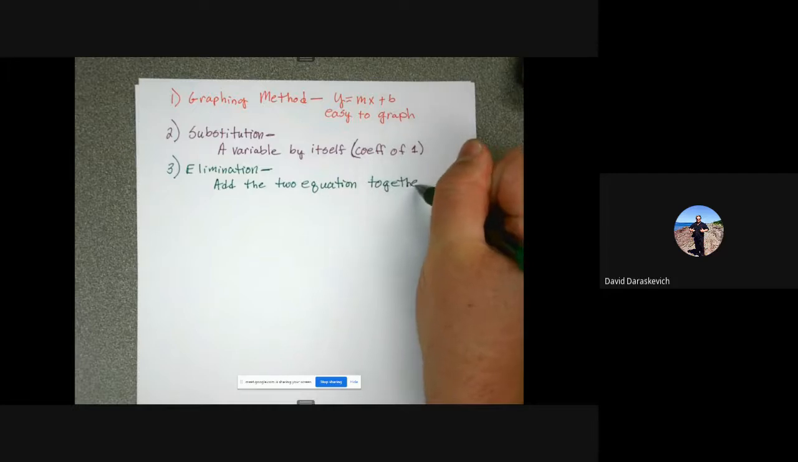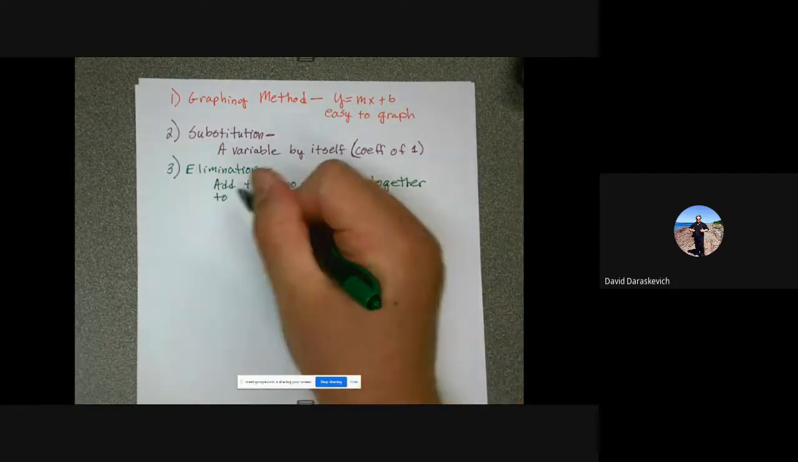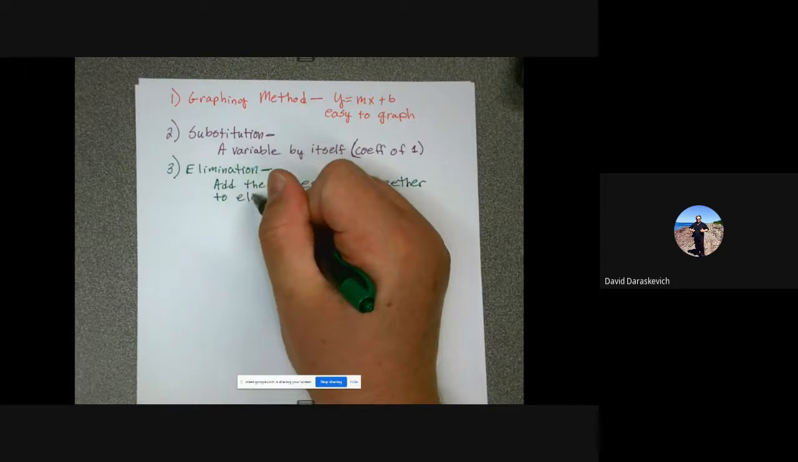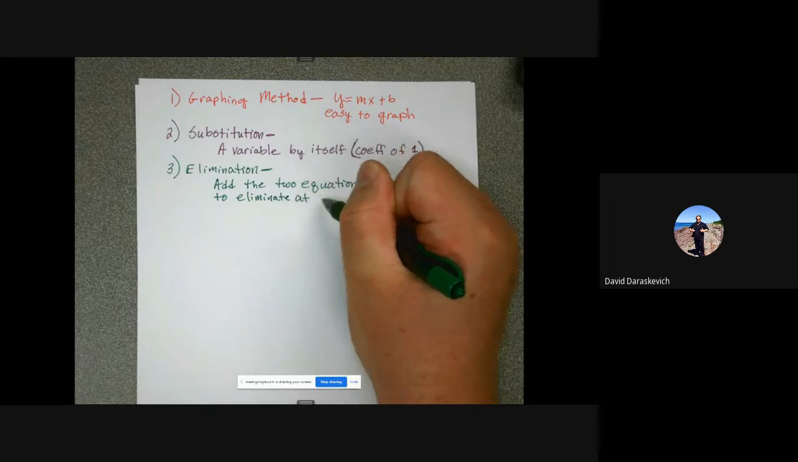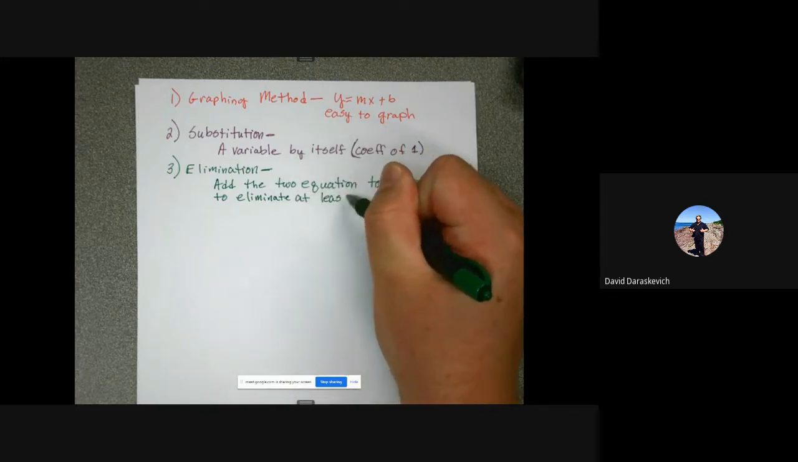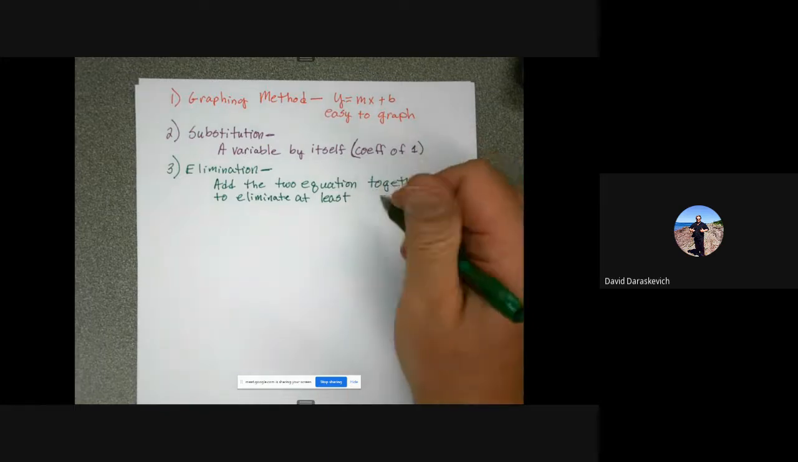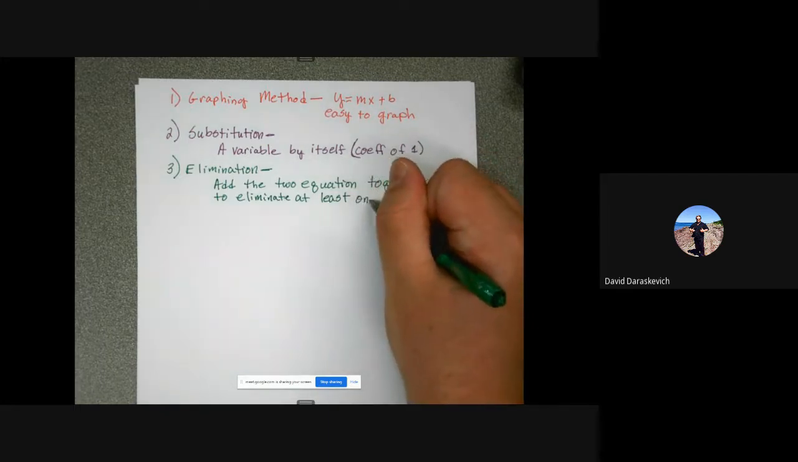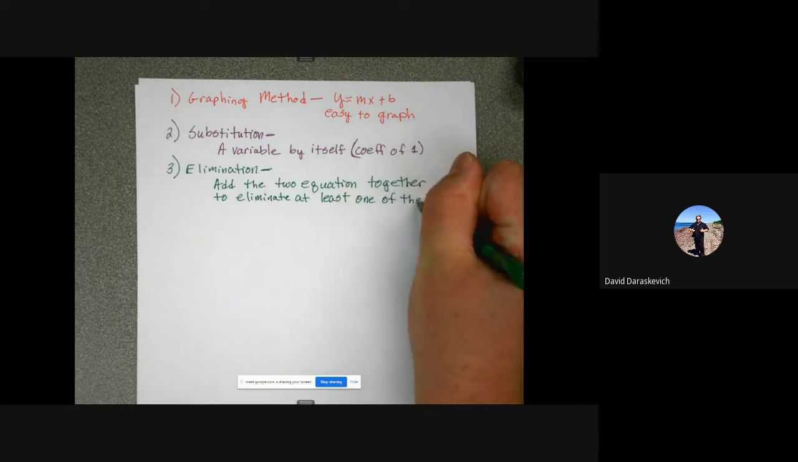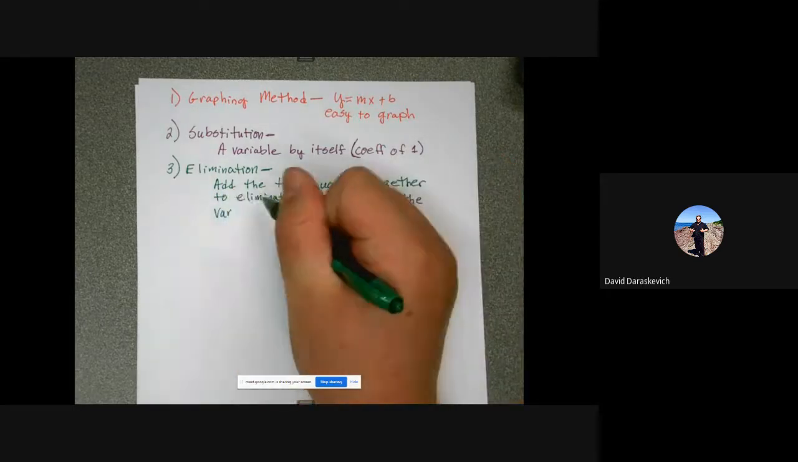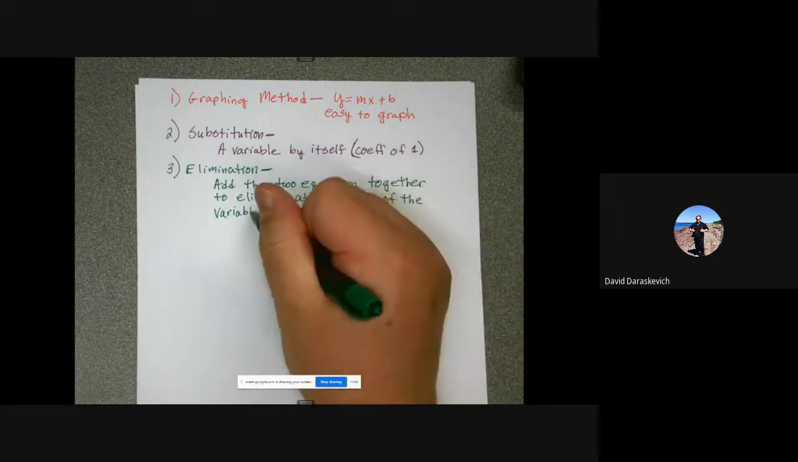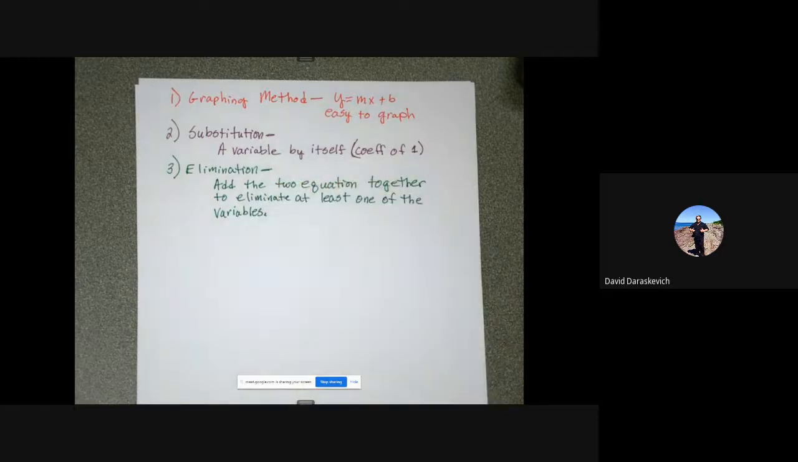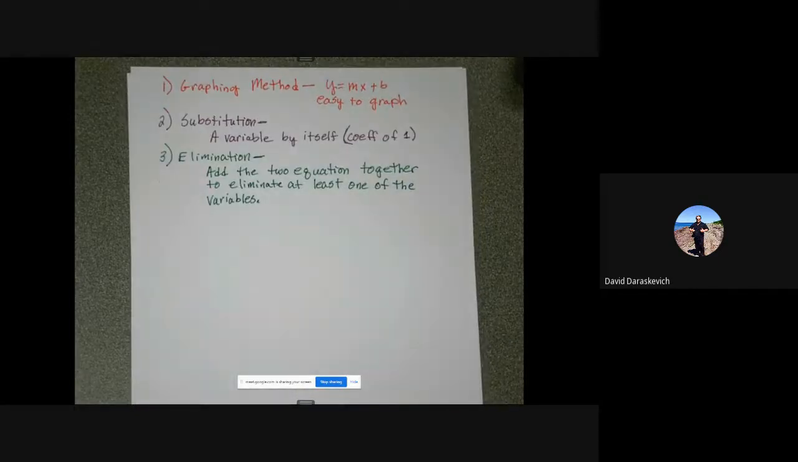To eliminate one of the variables. At least, let's put at least one of the variables. Because a lot of times these problems get rid of both of them. Now, sometimes you have to multiply one of the equations by a number. Sometimes you have to multiply both equations by a number. So let's take a couple of examples here.